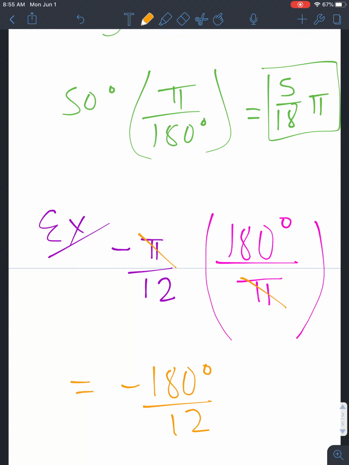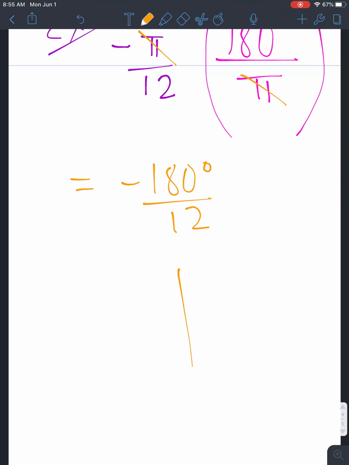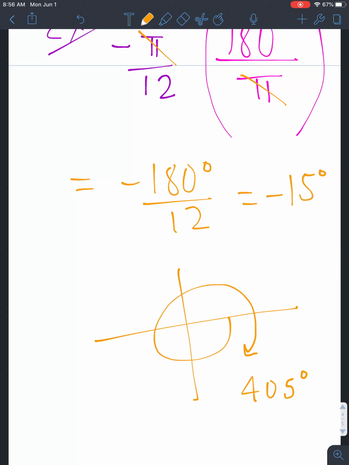Now with this one, since you do have a negative sign, technically you have two options. You can give the positive answer, which is going all the way around. This is what we'd consider a positive answer. Positively, this would be 405 degrees, all right? But I want to just focus on using the conversion. So we have negative 180 over 12. That's the same thing as negative 15 degrees.